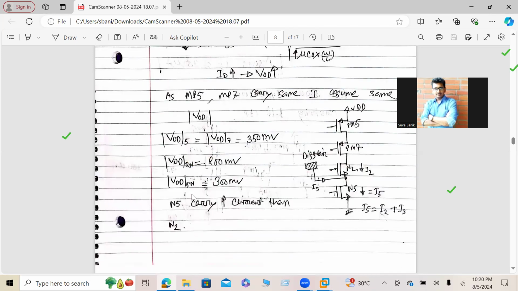Okay, I hope it's crystal clear. So what we know? We know that my summation of all overdrive voltage should be 1.2. So from there, we need to divide this 1.2 volt among all of the transistors.